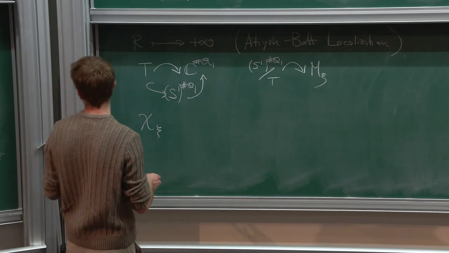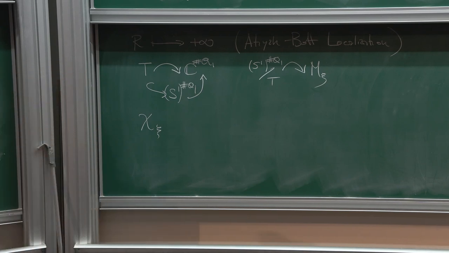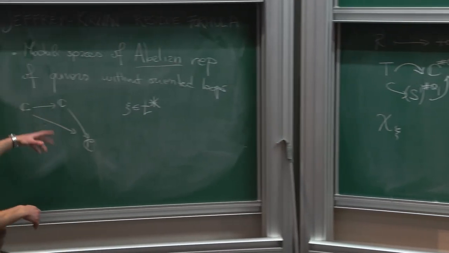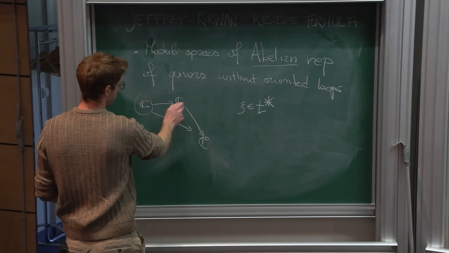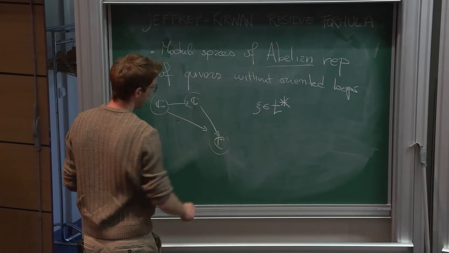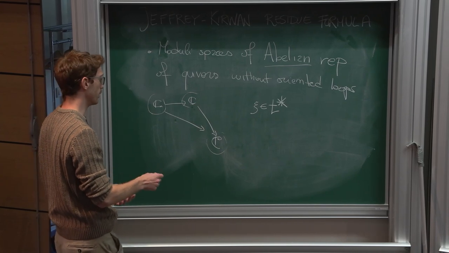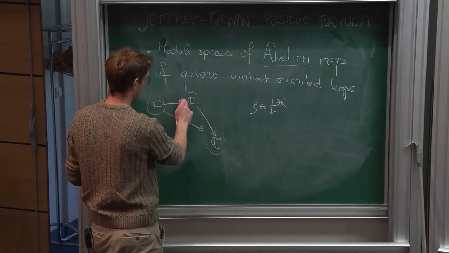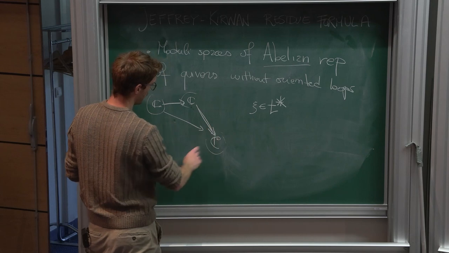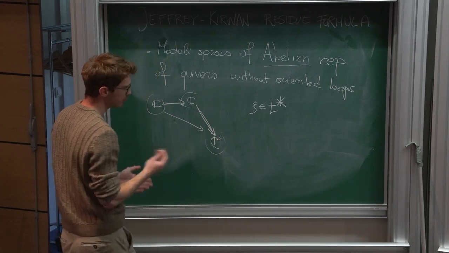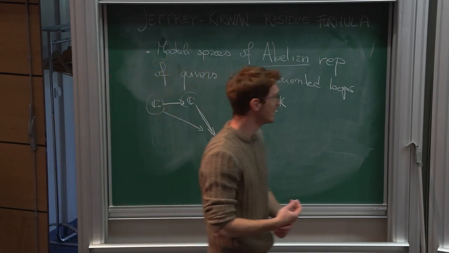Spanning tree means it's a subquiver in your quiver, which attaches all the nodes, has one arrow less than the number of nodes, and it's connected. So in this case, a spanning tree might be the choice of these two arrows, or these two, or any two arrows in this case.